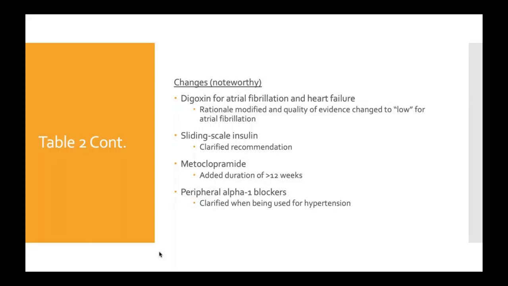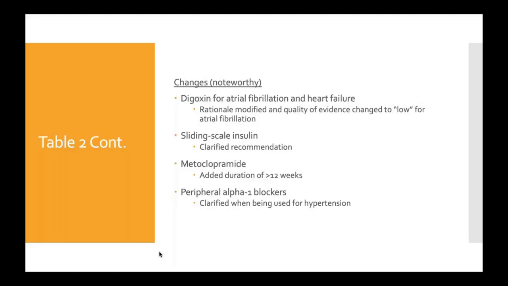Changes to this table included digoxin for the indication of AFib and heart failure. The recommendation is really not to use digoxin as a first-line agent for these indications. What was changed in the criteria was the rationale for that reason was modified and specified more why it shouldn't be used first line, and the quality of evidence for the indication of atrial fibrillation was changed from moderate to low. Sliding scale insulin is on this list, and they clarified the recommendation with this most recent update.